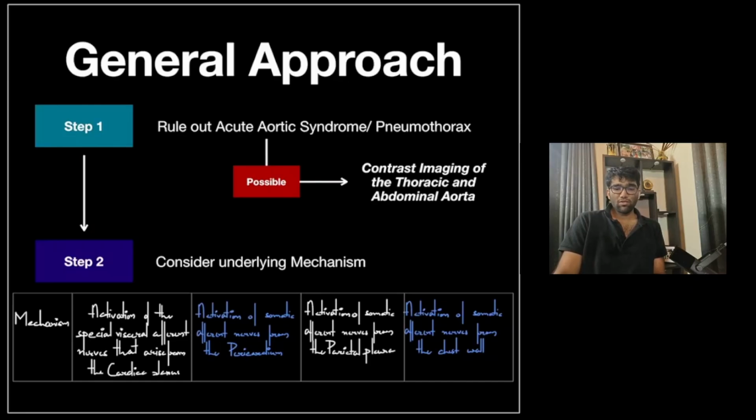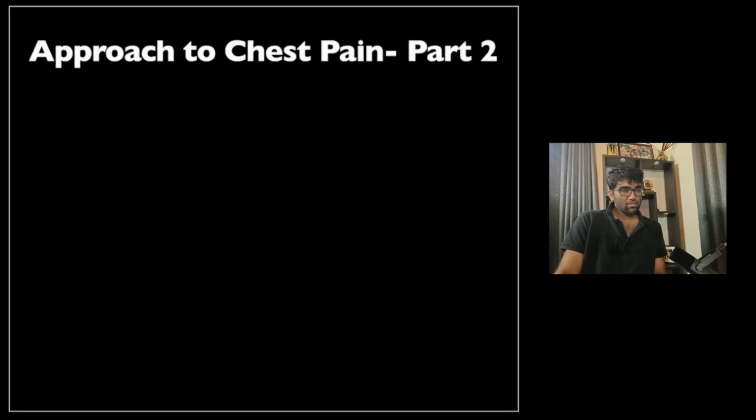If it was possible, we would then go in for contrast enhanced imaging of the abdomen and/or thoracic aorta. In case of pneumothorax, that is relatively apparent on routine physical examination as well as with a chest X-ray, and that is something that we'll come to in the next video in this series. So in this particular video, I'll talk about the mechanisms underlying acute aortic dissection.